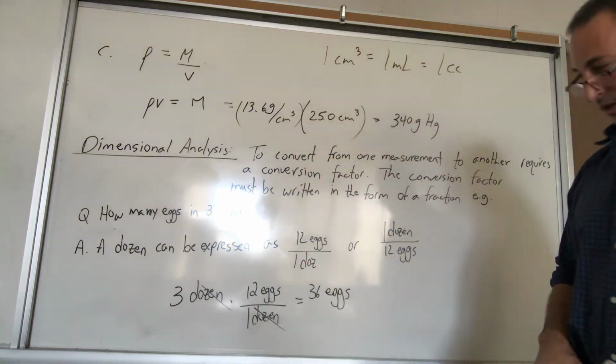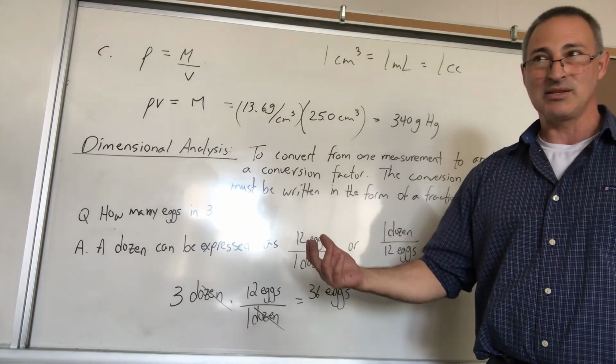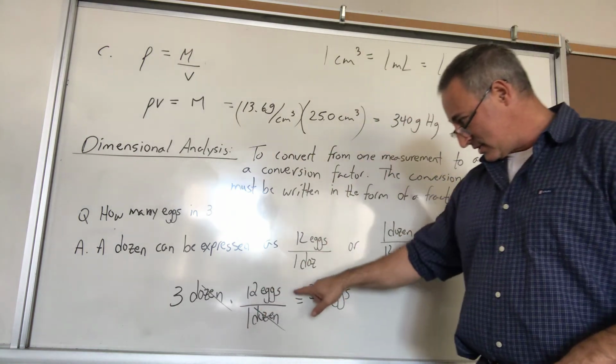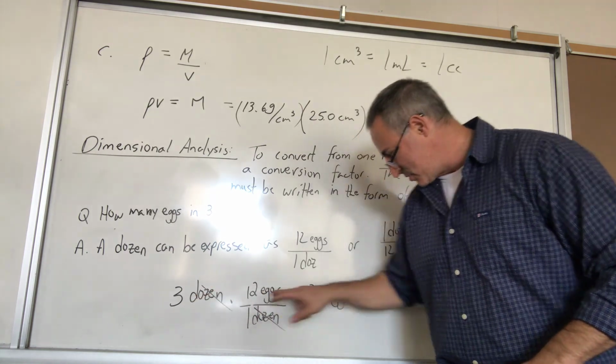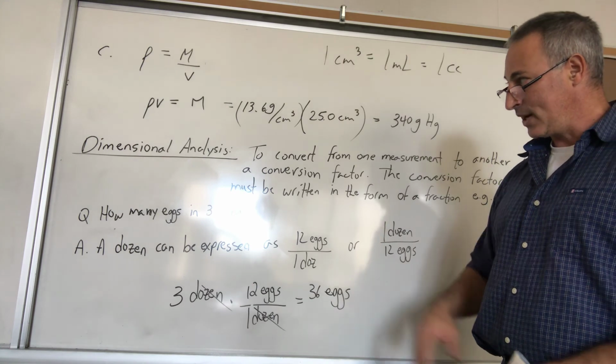There, you see how I canceled dozen? You can cancel whole words, you can cancel numbers, you can cancel letters. I'm canceling dozens, and I'm multiplying the numbers. 3 times 12, 36. How much? Eggs. 36 eggs. Okay?